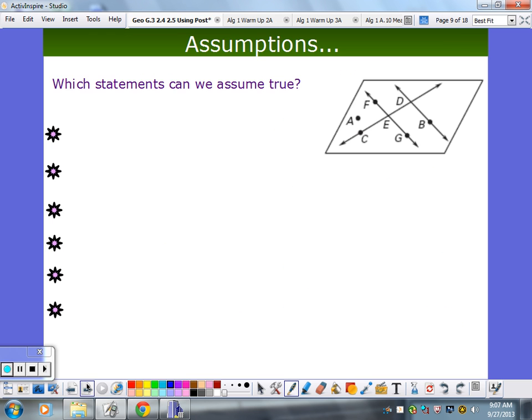Okay, sketching diagrams. That's fun too. Oh wait, I got another one before we even get there. This other example is not on your notes here, but let's see if we can figure this out. Which statements can we assume true now? I've got my diagram. What can we assume? Angle CEF. I'm just looking up here. CEF, that's here, and FED, that's over here. They are a linear pair. Can I assume that?